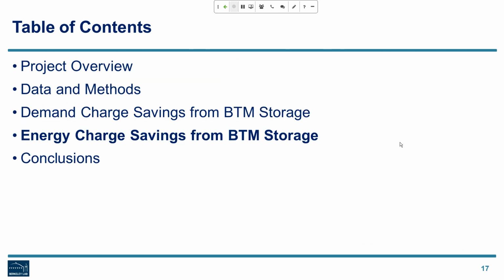Now let's look more closely at the other main source of value from behind the meter storage, which is the energy charge savings. Again, energy storage can be used to displace the higher price consumption, for example, by charging the storage system from the grid when the prices are lower, and then discharging the storage to displace the customer's load when prices are higher. This really avoids higher cost purchases from the grid. This, of course, is a form of arbitrage.